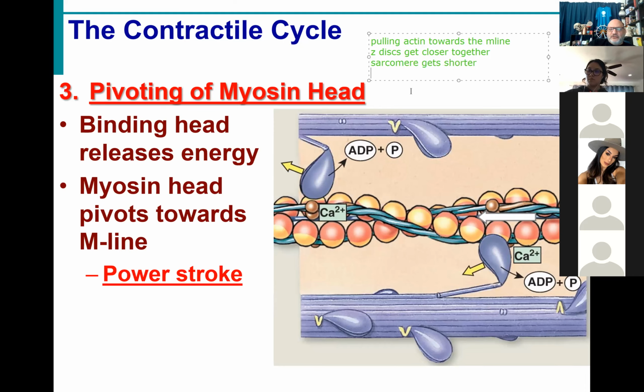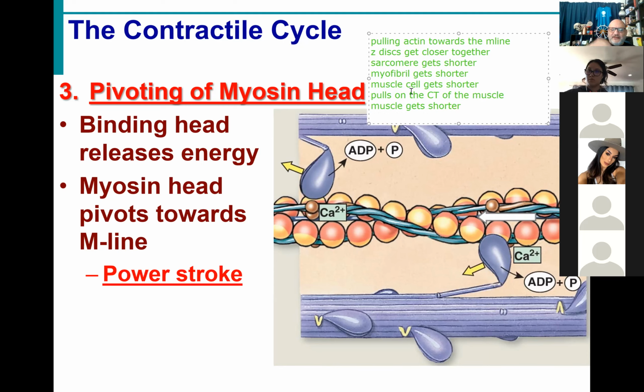When our sarcomere gets shorter, our myofibril gets shorter. When our myofibril gets shorter, our muscle cell gets shorter. When our muscle cell gets shorter, it pulls on the connective tissue of the muscle. Our muscle gets shorter. And as our muscle gets shorter, it pulls on its tendon and it moves our body through space.